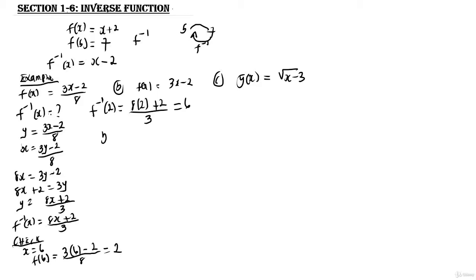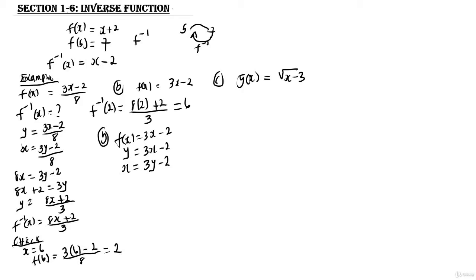So let's take a look at the second one. f of s is equal to 3s minus 2. So guys, like I said, we're going to plug in y in place of s, and we're going to plug in s in place of y. So this is y equals 3s minus 2. So now this is going to be s equals 3y minus 2, right? So we are going to solve for y now.